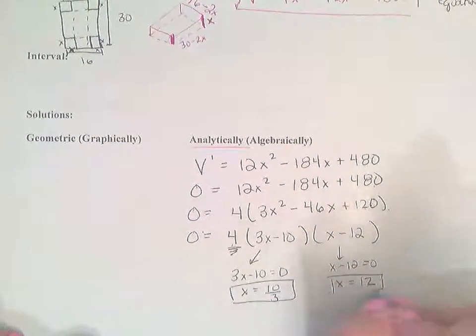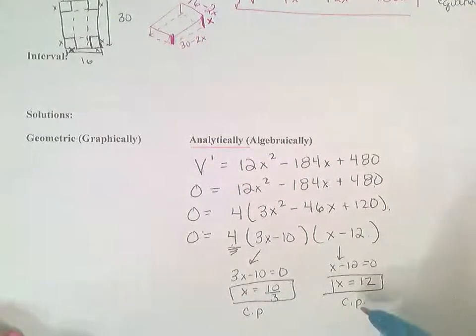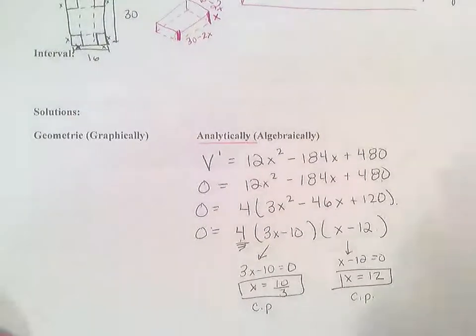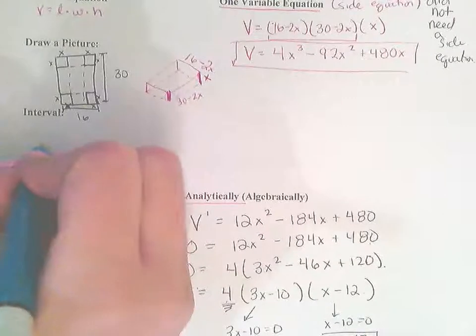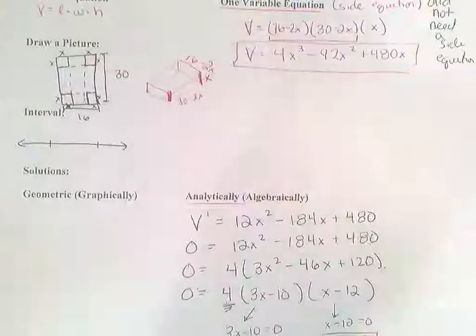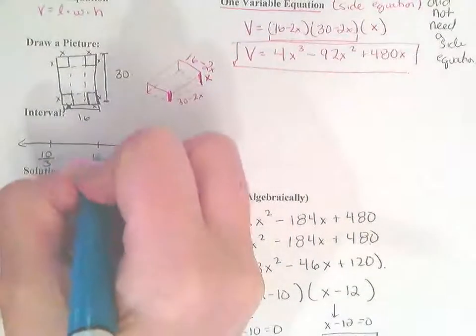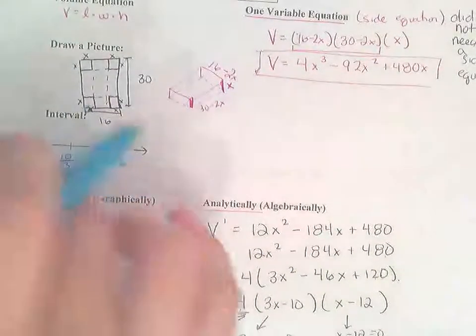So you see here I have two critical points, unlike the previous problem where I only had one, so I didn't have to use the derivative test. I just found that critical point and that was my answer. So having the critical points, I'm going to do an interval test. My 10/3 is here, my 12 is here. This is why I hate the way this is set up, because it goes back and forth.